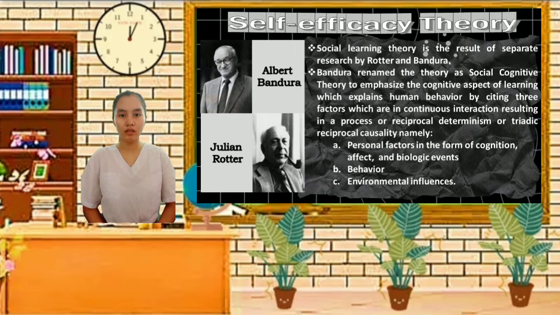Bandura renamed the theory as social cognitive theory to emphasize the cognitive aspect of learning, which explains human behavior by citing three factors which are in continuous interaction, resulting in a process of reciprocal determinism or triadic reciprocal causality. Namely, the first one is the personal factors in the form of cognition, affect, and biologic events. The individual components include all the characteristics that have been rewarded in the past. Personality and cognitive factors play an important part in how a person behaves, including all of the individual's expectations, beliefs, and unique personality characteristics. The second one is the behavior.